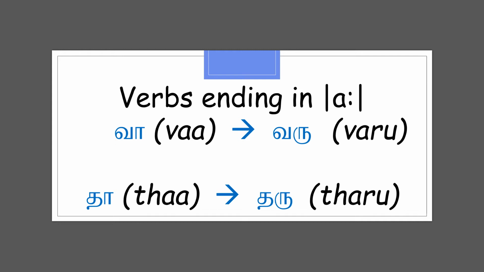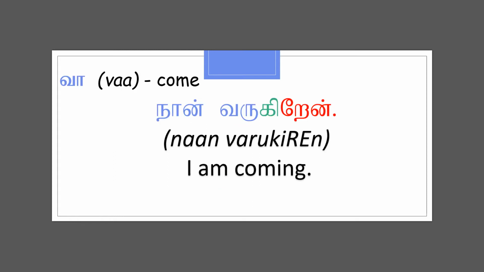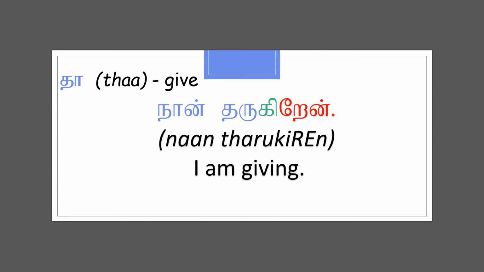If the verb ends in "a", it has a slight change. For example, "va", which means come, changes to "veru". So நான் வருகிறேன். I am coming. "தா" changes to "தரு". "தா" means give. So நான் தருகிறேன். I am giving.